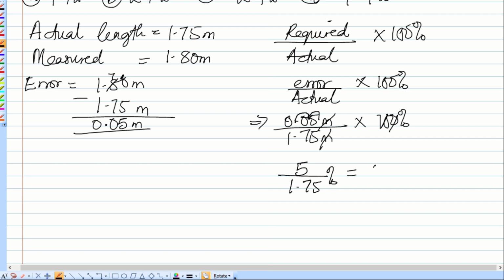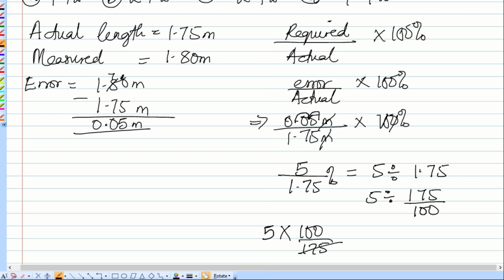So let's break this down: this is 5 divided by 1.75. As a fraction, 1.75 will be 175 over 100. We change division to multiplication and flip the fraction on the other side, so we have 5 times 100 over 175. 5 into 175: 5 into 17 is 3, remainder 2, into 25 will be 5, 5 into itself is 1. So we have 100 divided by 35.